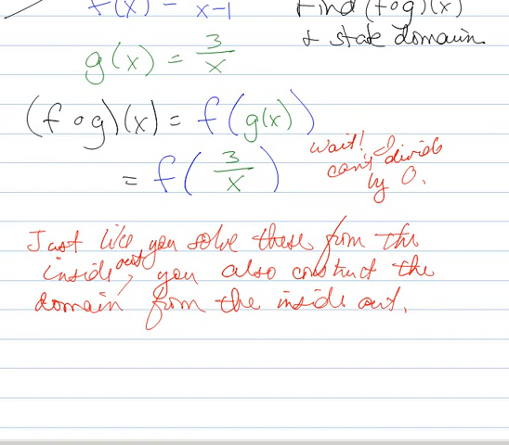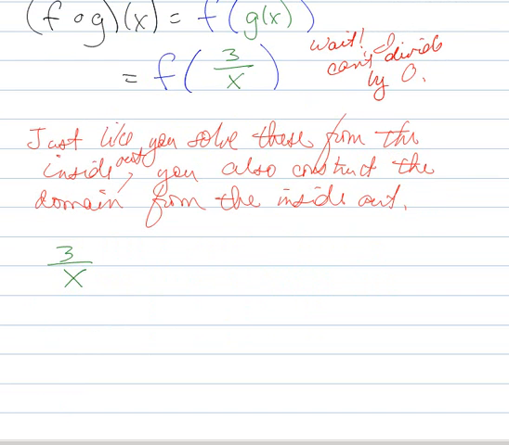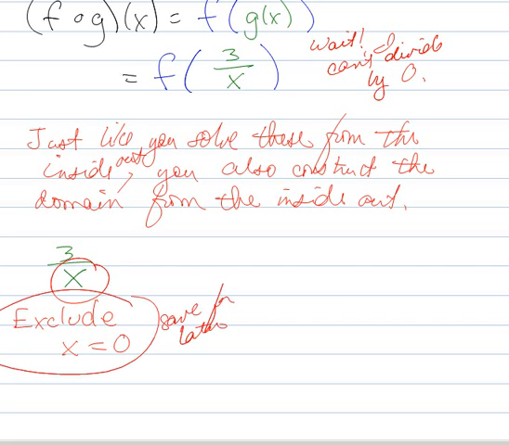So what I'm going to do is I'm going to say, okay, 3 over x. I can't divide by 0. So let me go ahead and focus in on this 3 over x, and I want to exclude where the bottom is equal to 0. I'm going to save this for later. But later on, I'm going to exclude x equals 0.